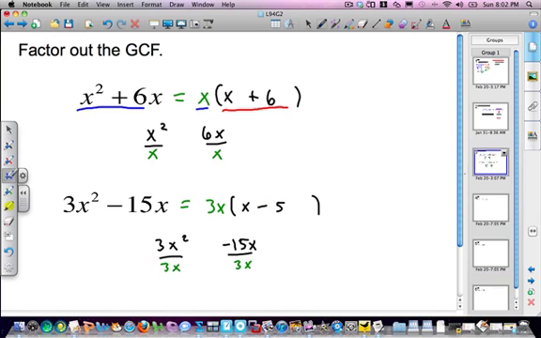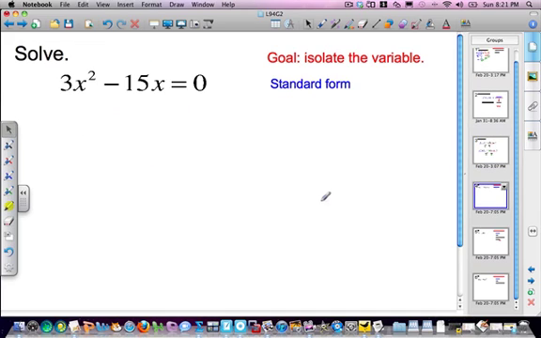Once again, notice what just occurred. We've gone from standard form on the left to factored form on the right. And factored form consists of three factors, in this case the 3, the x, and the x minus 5. So now we're ready to start solving equations in standard form. The first equation in standard form is 3x squared minus 15x equals 0. And this is in standard form because one side already equals 0. So we're ready to rewrite the equation into factored form.